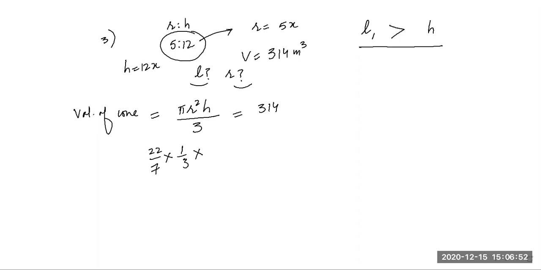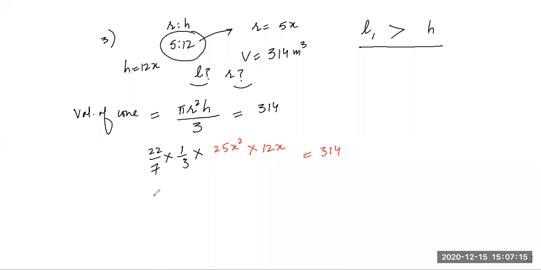Now we'll change the color. So what will be the ratio? Radius is 5x, so it will be 25 x square into height, and height is 12x. This is equal to 314. Okay, guys, this is 314. So how can we do it now? It will be an equation.